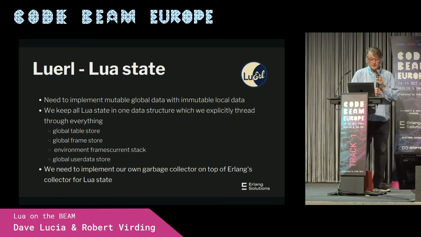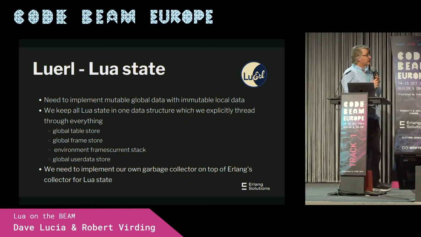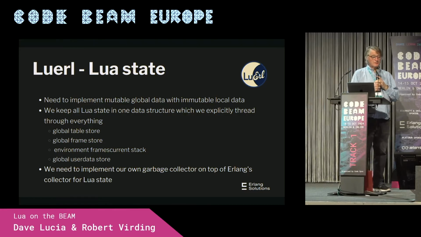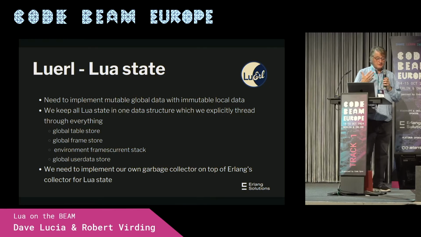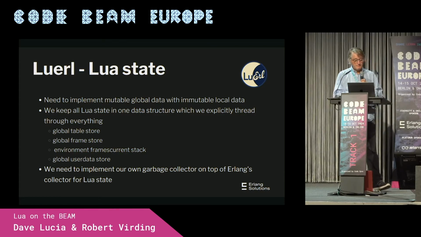So just a very quick brief here about the Luerl state. We need to be able to implement mutable global data, and we do that with immutable local data. So the Luerl state is a big structure which you pass around when you're working with it. It's just a normal Erlang data structure, and we keep it all in one. We explicitly thread this through, which means you can run lots of different Luerl states by just having different structures, and they're completely private to each one.